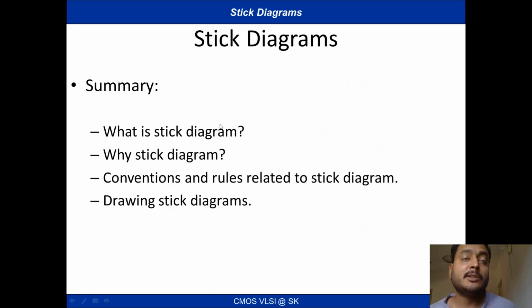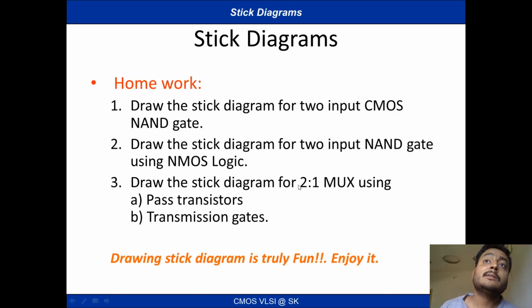Okay, so coming to the summary part, you understood what a stick diagram is, why we need stick diagrams, and some other rules and everything, how to draw the stick diagrams. Okay, so you can try to write these as homework. These things, which I have already shown you. Okay, right. So this is it for now.